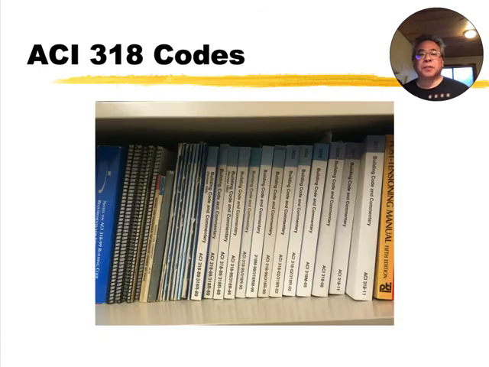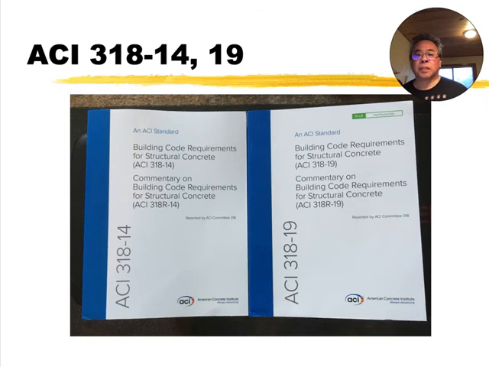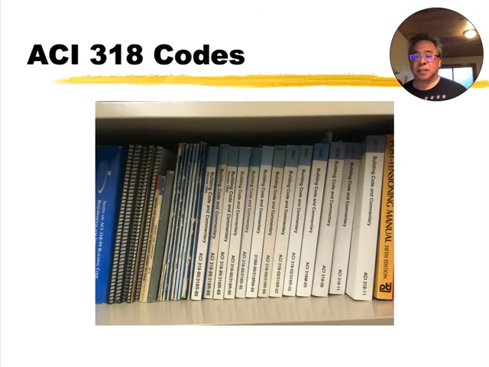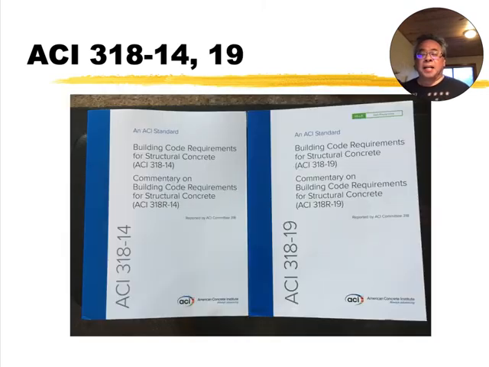I'm going to show you, I have every single ACI building code that there ever has been. This goes up to 2011, and I do have the most current 2014 and 19 here at home. These are in my office back in the engineering building. I got these codes from Charlie Dolan, and so Charlie, if you see this, thank you.